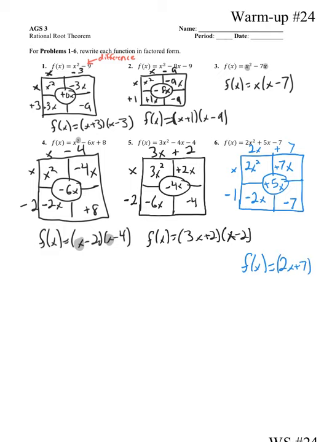So this one simplifies to 2x plus 7 times x minus 1. There's our factored form. So we've got to be really good at writing in factored form. That's what we're going to be working on the next few days. And we started working on that yesterday even. But the whole idea is that we're trying to get down to factored form.